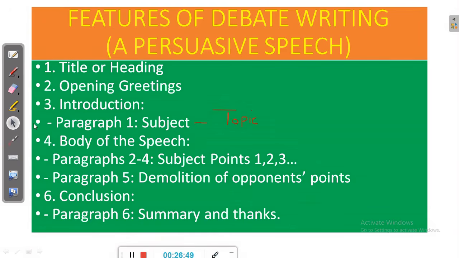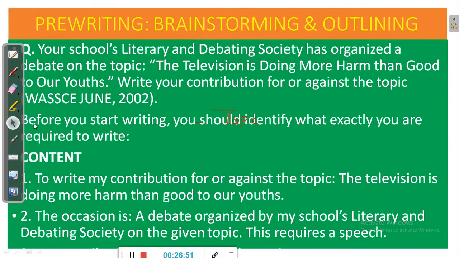All right, so having looked at this, then let's look at the steps we need to take, the planning stage, what we call the pre-writing. Pre-writing, pre means before, the planning, the preparation that should go into our writing. Because when you want to write a good speech or any good piece of writing, you need to plan it. As it is said, when you fail to plan, you plan to fail.